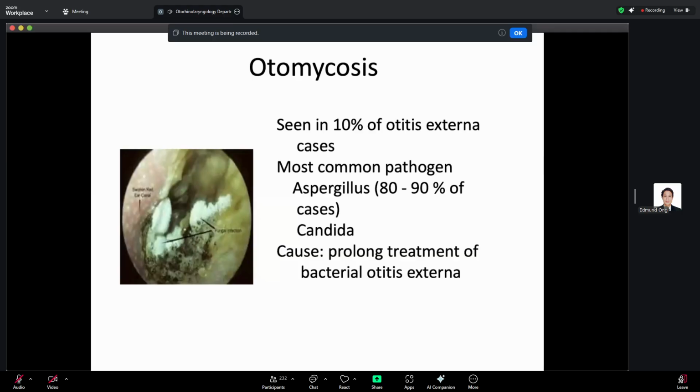Of course, some patients don't have that history. Some patients, because of their immunocompromised state, have frequent manipulation. So sometimes, aside from bacterial otitis externa, they also develop otomycosis. So this is very common in our clinics. Next slide.